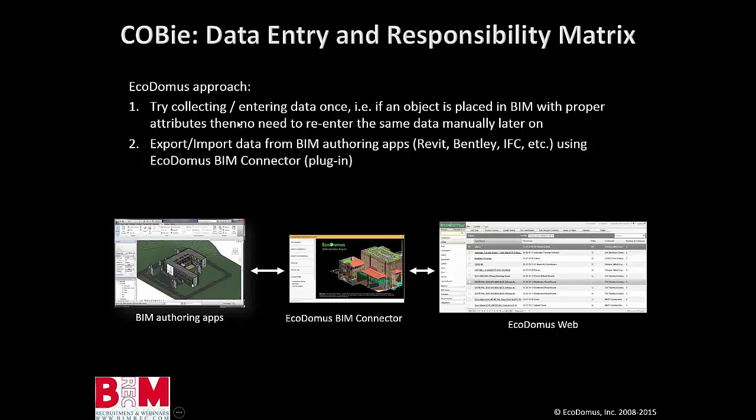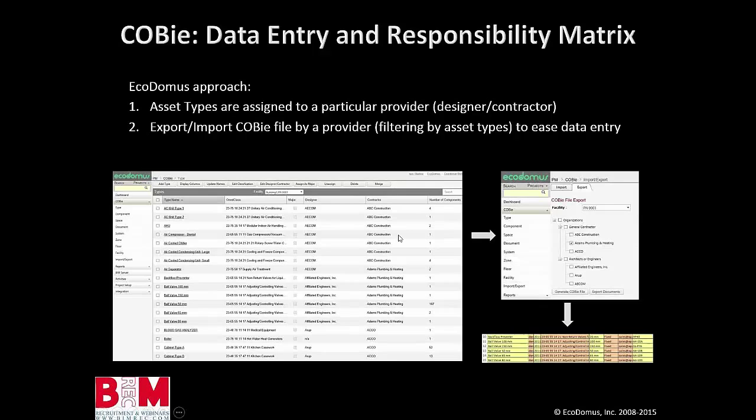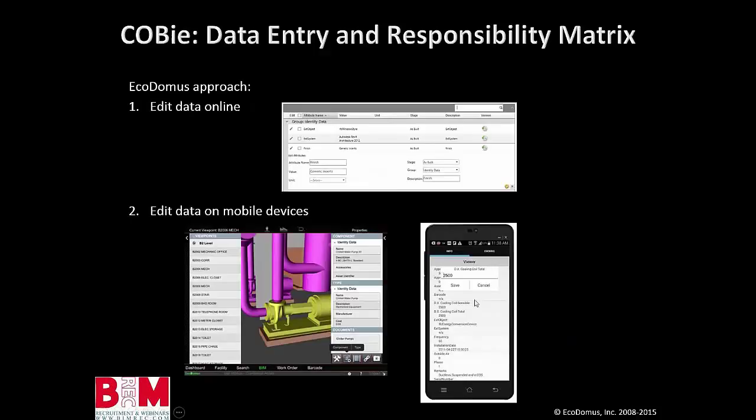As I was showing you before, entering data once, if an object is placed in BIM with proper attributes, we can automatically extract it. If not, we populate it using one of the approaches shown in the video. What we also can do is assign, like I mentioned, we can filter by organization. So you can actually assign what asset types are appropriate for one designer and for another designer, or for one contractor or another contractor. So you can filter your fields and your COBie files by the providers to see who is responsible for what. So here's, again, showing that you can edit the data on mobile devices like iPads and phones or online.